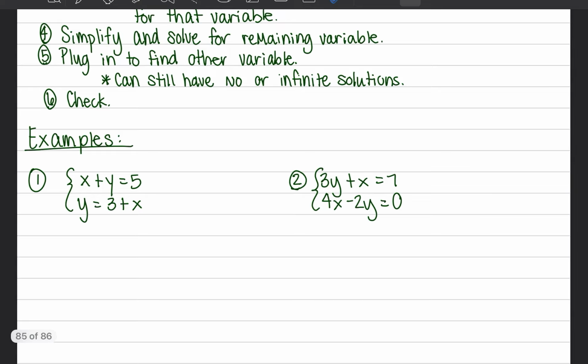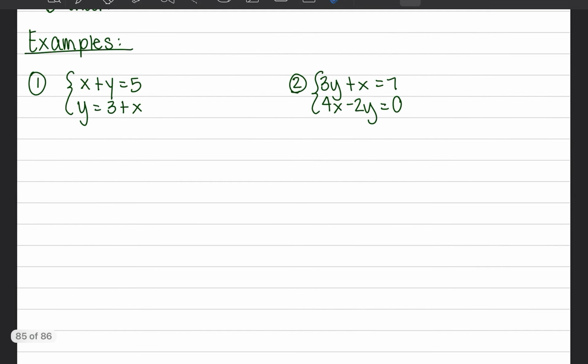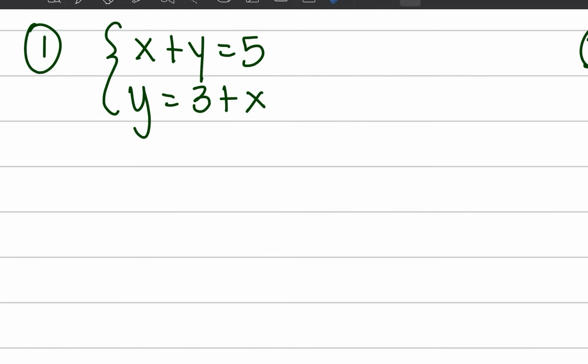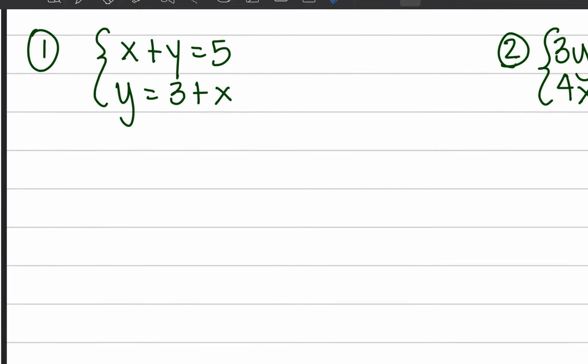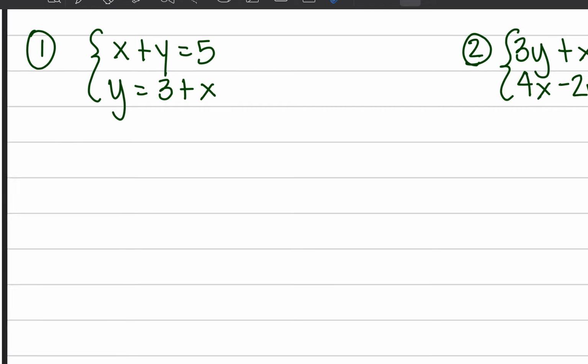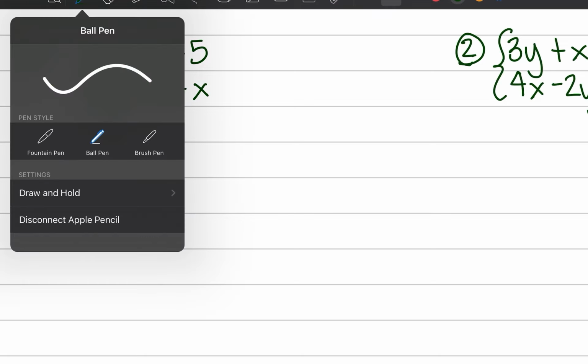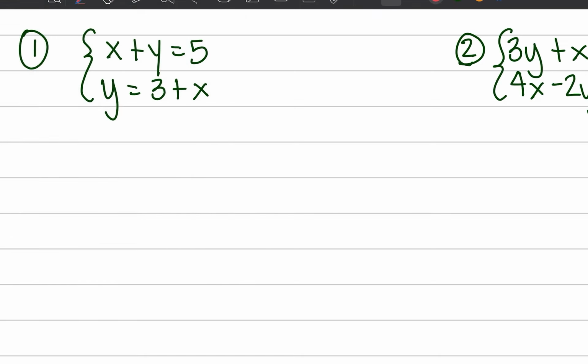For our first example, number 1 says x plus y equals 5 and y equals 3 plus x. We're going to solve this without graphing, assuming we don't have a graphing calculator. Our first decision is which of these equations we're going to get to have a variable by itself. Looking at these equations, we already have y by itself here, so I don't have to solve for y because it's already by itself.